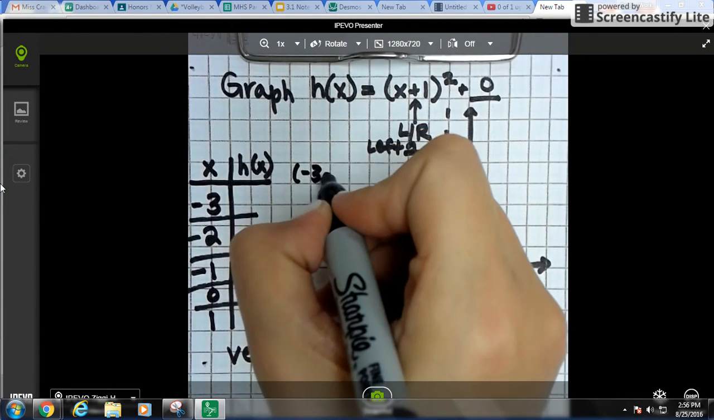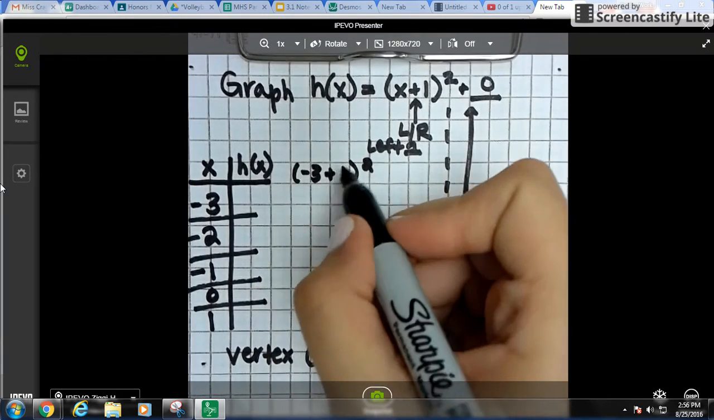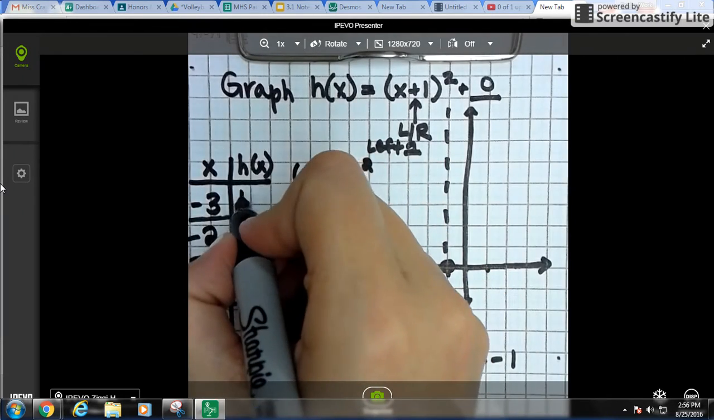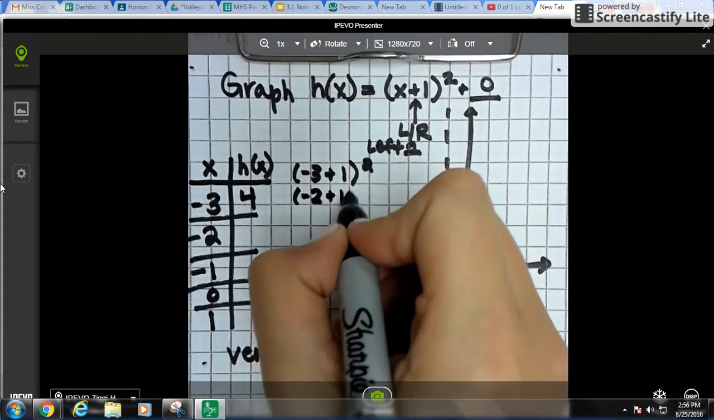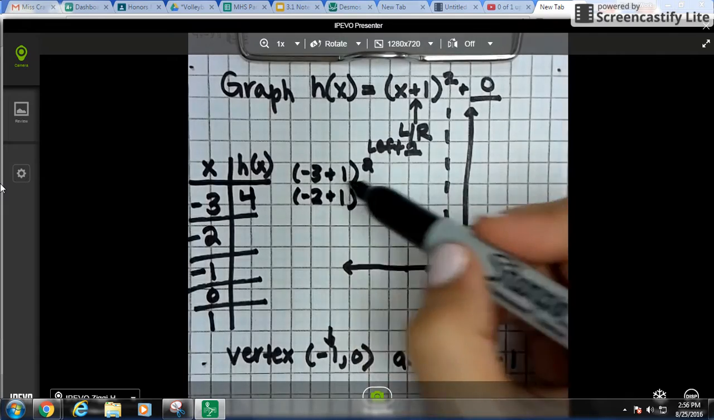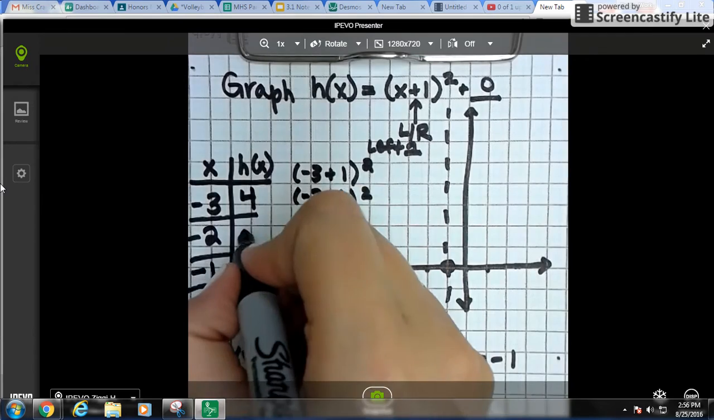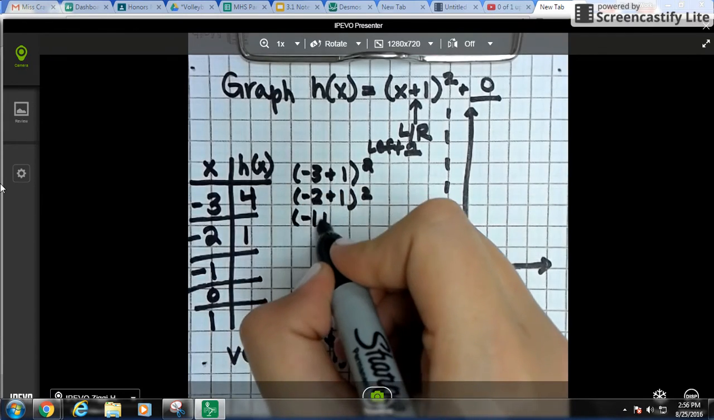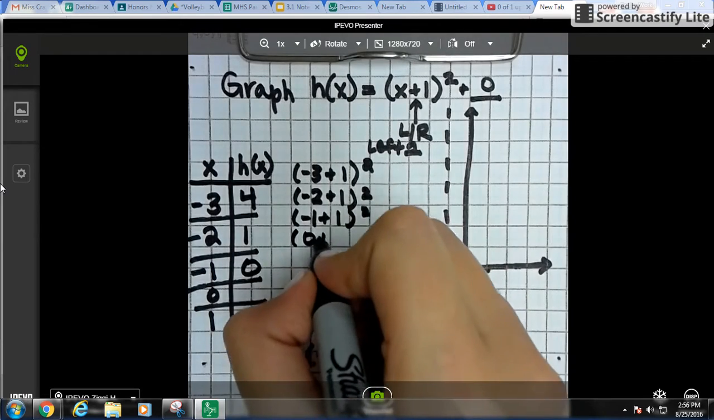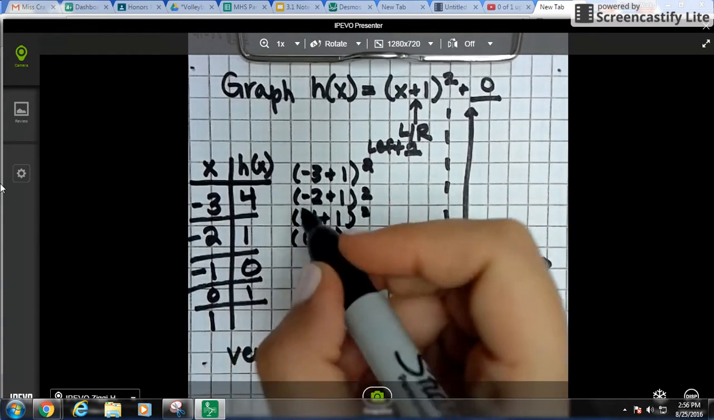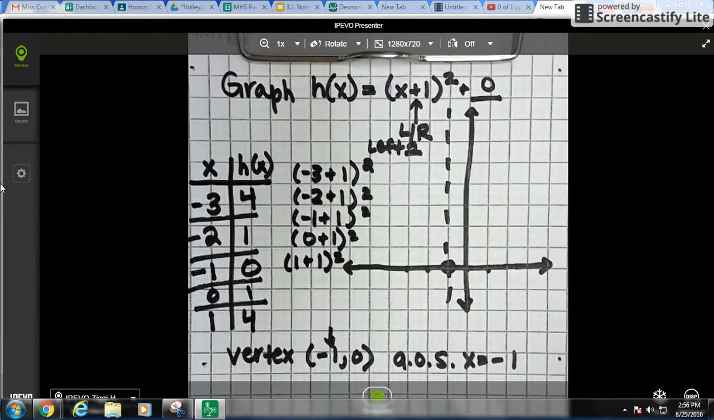So -3 plus 1 squared. -3 plus 1 is -2, squared is +4. -2 plus 1, the whole quantity squared. -2 plus 1 is -1, squared is 1. -1 plus 1 is 0, squared is 0. 0 plus 1 squared is 1. And 1 plus 1 is 2, squared is 4.